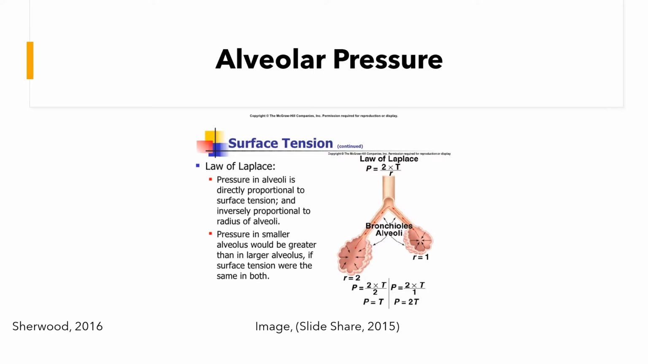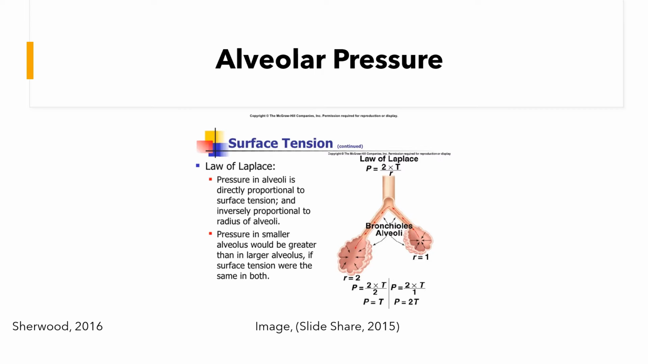This is all done by the pressure that you have inside and outside of the alveolus. According to the law of Laplace, the pressure at the alveolar surface directs inward, which squeezes in on the air in the alveoli. Laplace's law states that pressure in alveoli is directly proportional to surface tension and inversely proportional to the radius of the alveoli.